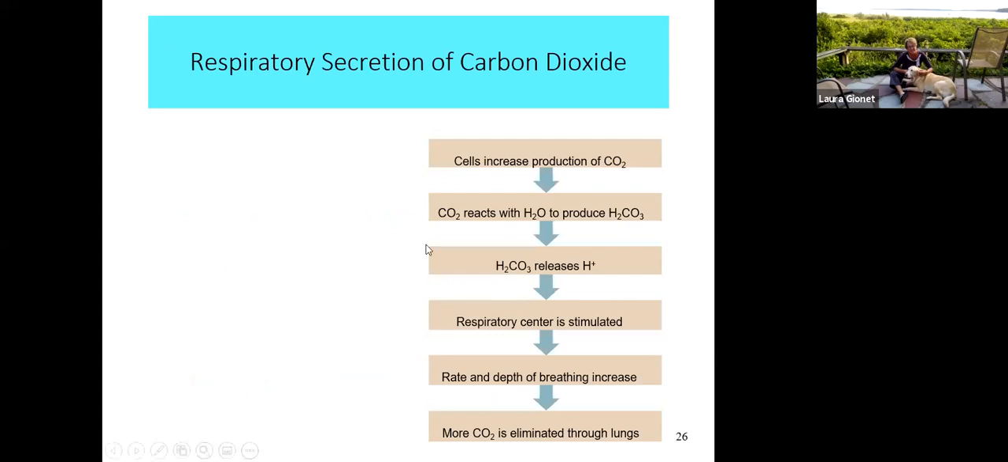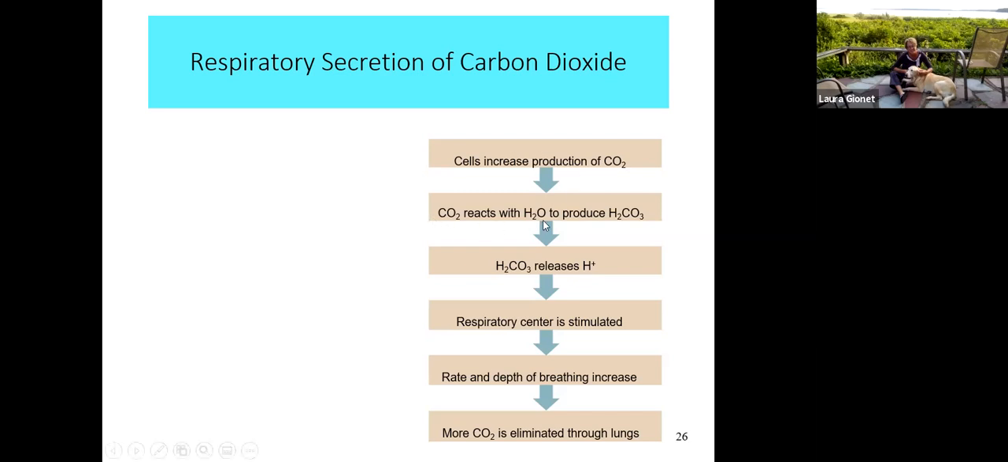So respiratory secretion of carbon dioxide just talks about the sequence. Cells increase production of carbon dioxide, and they do that through cellular respiration, as we've looked at: the different steps of glycolysis, formation of acetyl-CoA, the Krebs cycle, and so forth, as sources of carbon dioxide. Because these cells are constantly using oxygen and substrates to make ATP, because they all have different pumps and things that they actively do, we have a constant source of carbon dioxide.